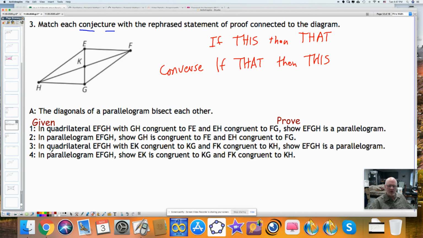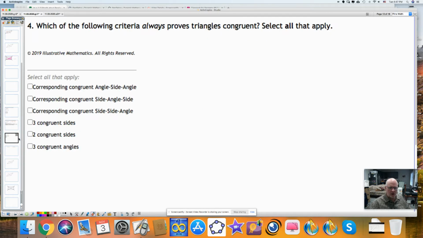Well, in this one, if EFGH is a parallelogram, then, so we switch the arguments. And instead of saying if and then, in our arguments, we say given and prove. This is the hypothesis. This is the conclusion. So our last one, which of these always proves it?